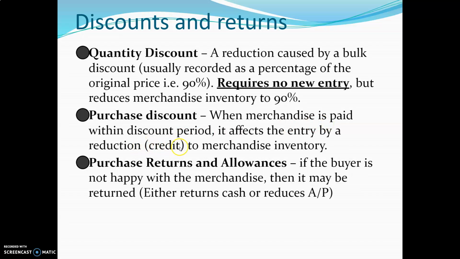This is when we end up paying, or the purchaser ends up paying, within that specific discount period. So like that 2/10 says that you would get a 2% discount, and that would result in a credit towards merchandise inventory. Purchase returns and allowances: if the buyer is not happy with merchandise, then it gets returned.